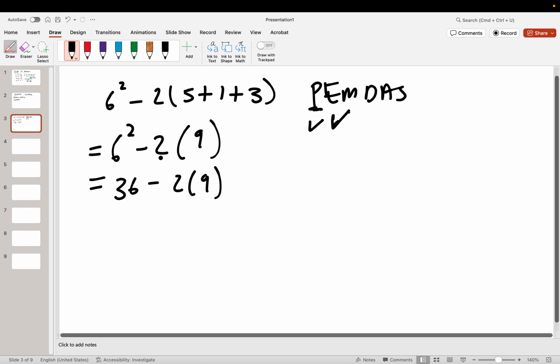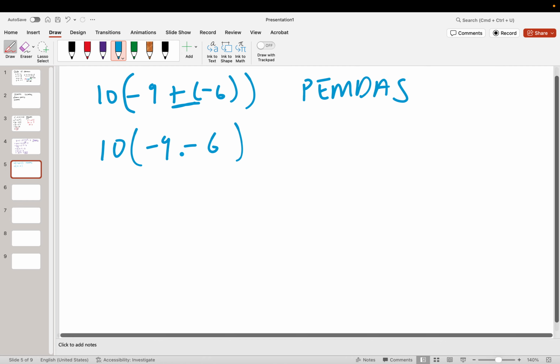In the outer parenthesis, I have negative 9 plus, in parentheses, negative 6. So I can do something here. I can take this plus and multiply it by negative 6. So it's going to become negative 9 minus 6, right? Because this is plus times negative 6. And now I can do my outer parenthesis, which is going to be negative 15, right?